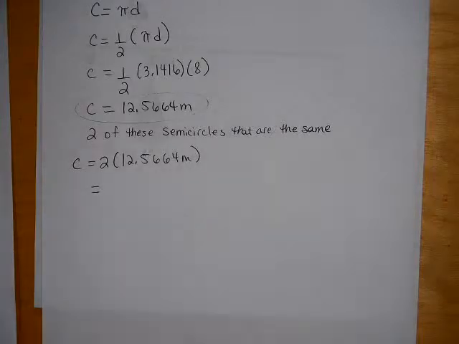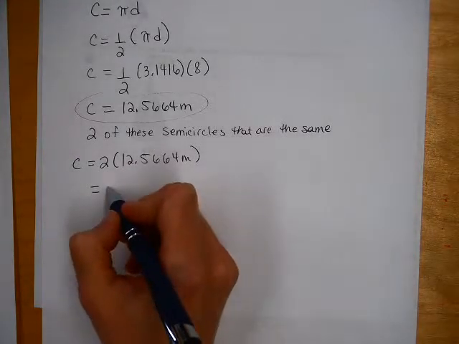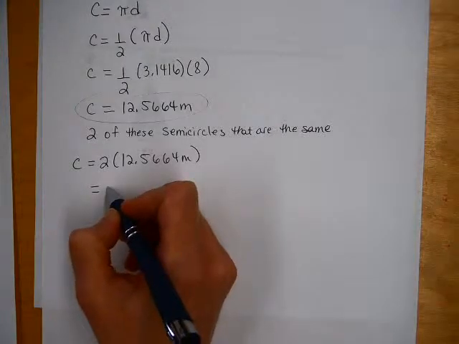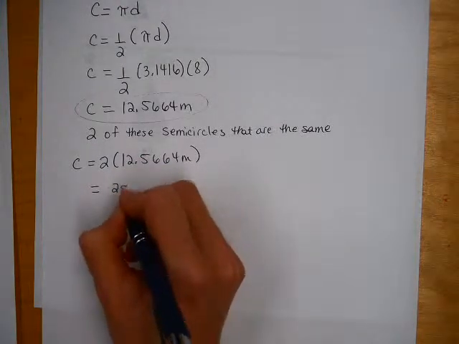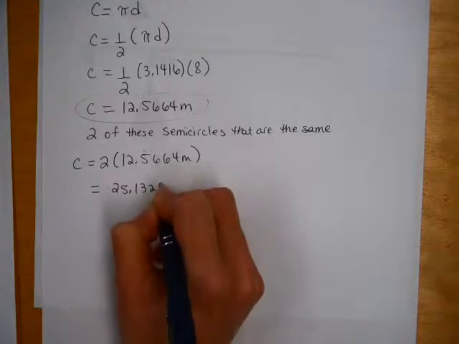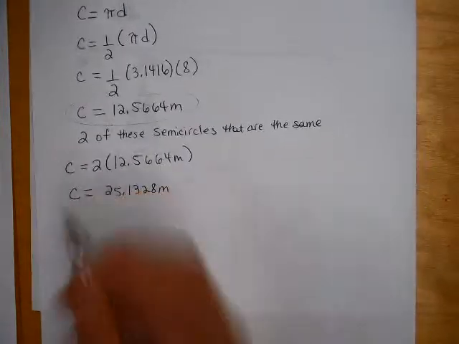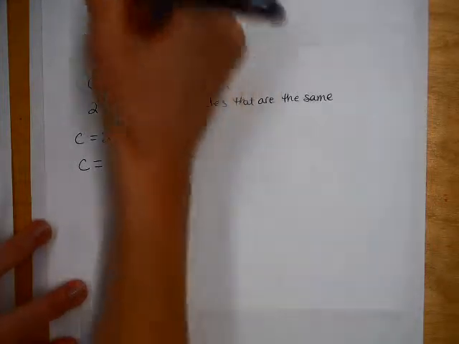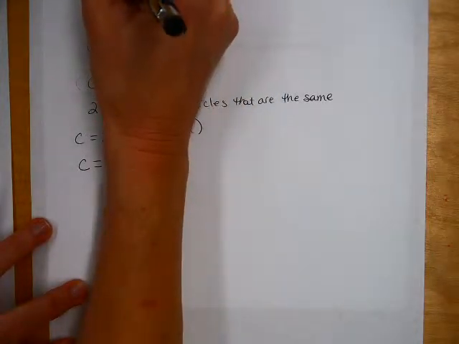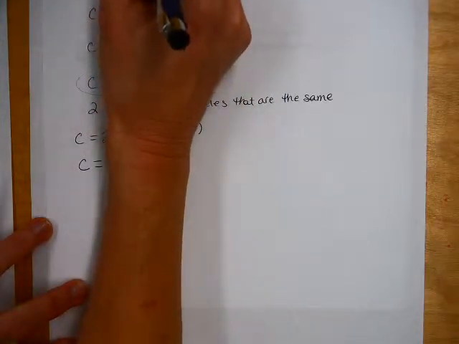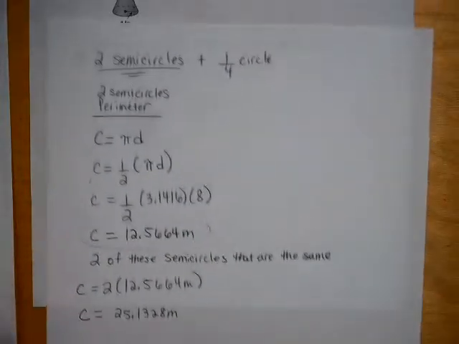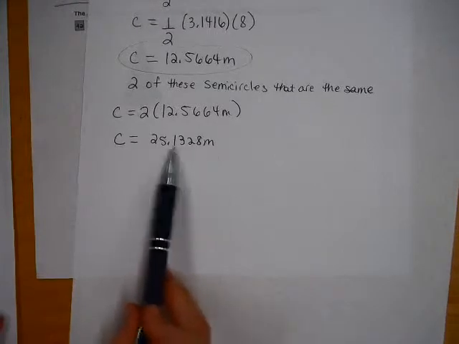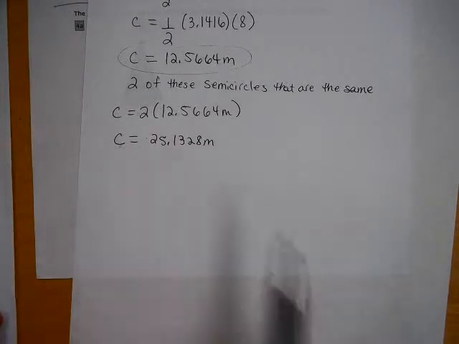So if I type that in my calculator, I get that the 2 semicircles together have a perimeter of 25.1328 meters, or circumference. Now let's focus on, that was the 2 semicircles that we just worked here. We said the 2 semicircles have this perimeter, or this circumference.